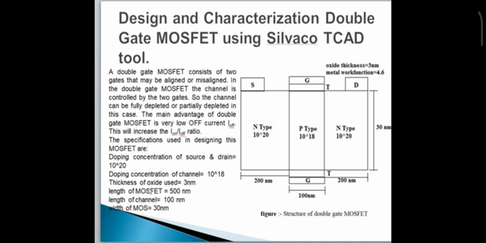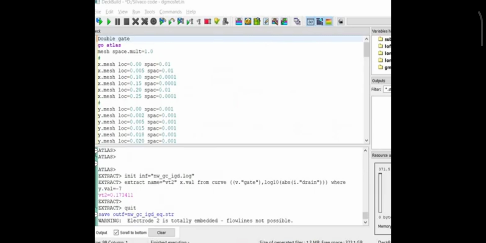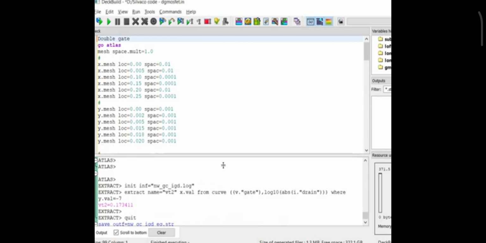The specifications used in designing the MOSFET are: the doping concentration of the source and drain is 10 raised to power 20, doping concentration of the channel is 10 raised to power 18, thickness of the gate oxide 3 nanometer, length of the MOSFET 500 nanometer, length of the channel 100 nanometer, and the width of the MOSFET is 30 nanometer. Let's go to the code. This is the double gate MOSFET code. You can also copy the code and run it in your Silvaco.